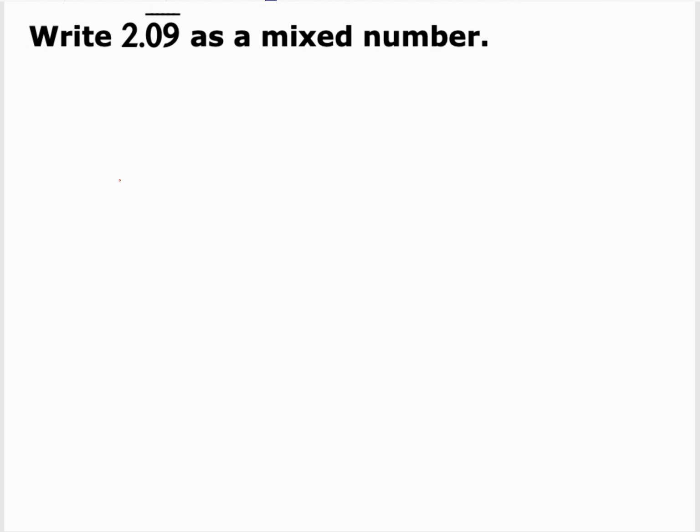So a couple things are different about this one. What's one thing that's different? Well, it's got a 1 in the ones place. Okay, so we have a number besides 0. We've got a value in the whole numbers place that we have to deal with, we have to think about. We'll talk about that in just a minute.